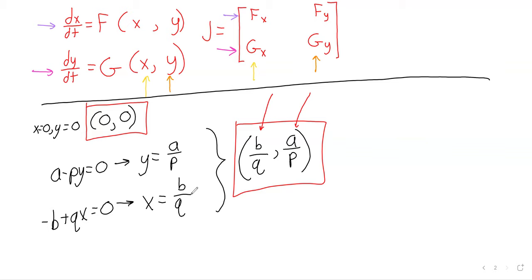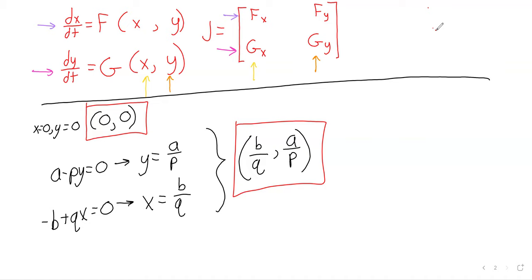X is prey. So in this fixed point, there are B over Q prey animals and A over P predator animals. And the population persists. So maybe we can take a pretty good guess as to extinction, or actually maybe we can't. Maybe the behavior of the extinction fixed point is a little unintuitive.